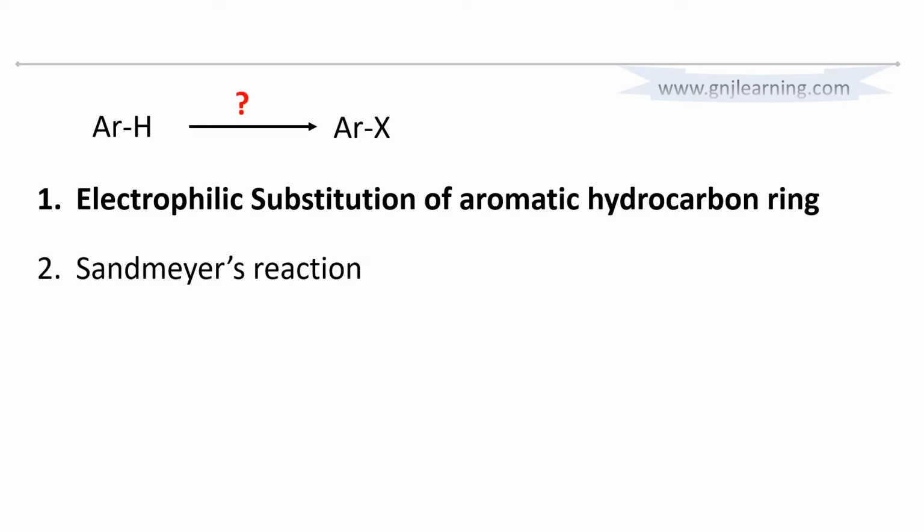So this is the method. Here we have aromatic hydrocarbon, and from that we have to prepare aromatic haloarenes. What are the conditions and reagents required for this? Basically two methods are used. First one is electrophilic substitution of aromatic hydrocarbon ring. Electrophilic substitution we will see in the slides.